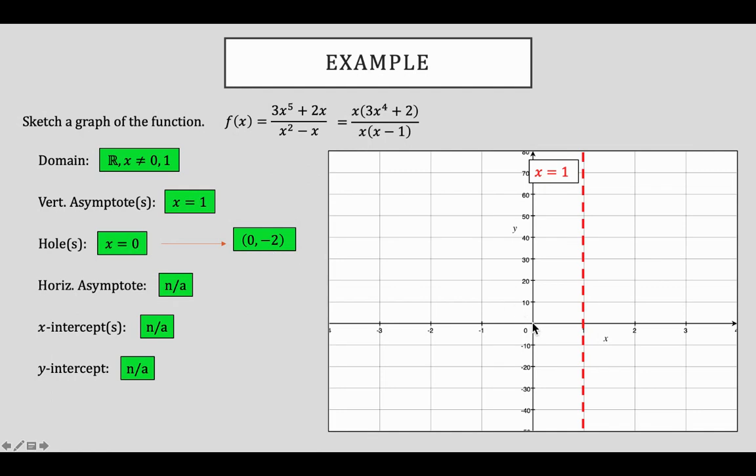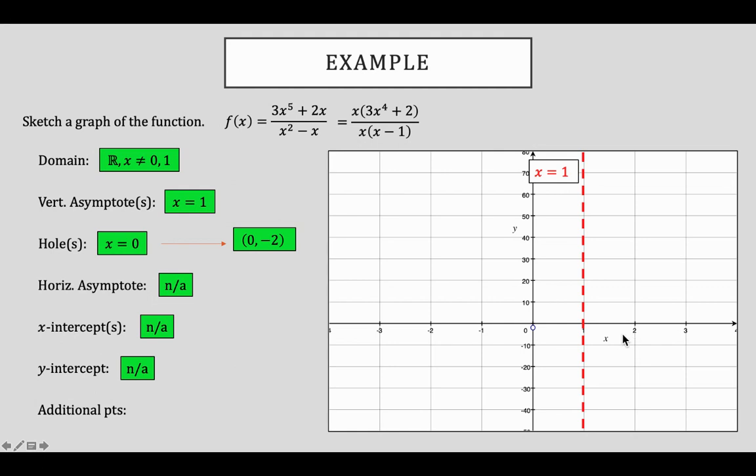So I'm going to find the ordered pair (0, -2), and I'm going to put an open circle on the graph. All right, there is (0, -2). Now we need to plot a few additional points. Well, in this particular case, I need to plot a point to the right of this vertical asymptote.